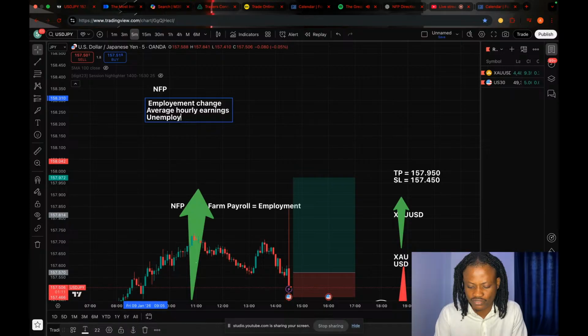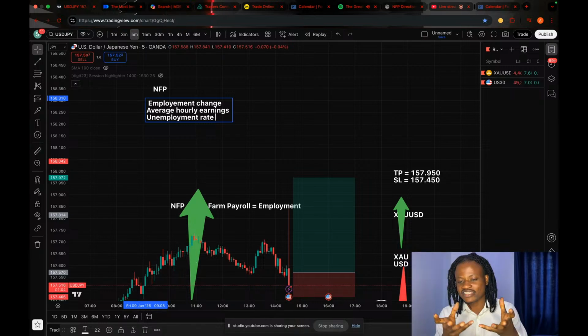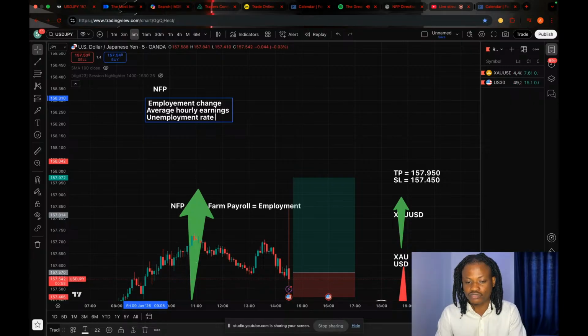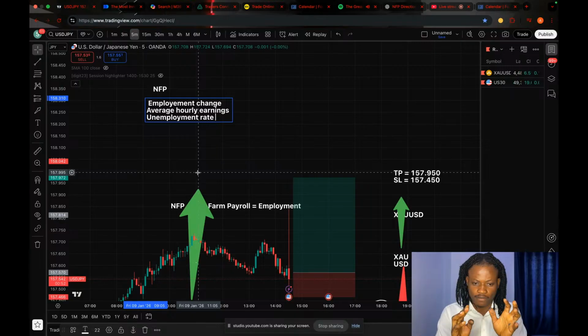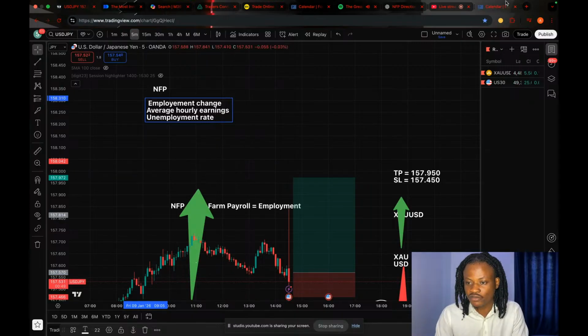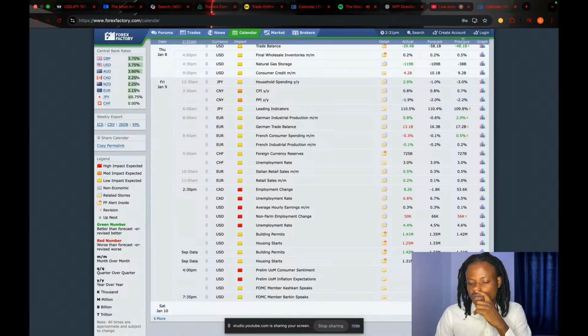Okay, so I summarized everything into NFP. You understand? I gave you my prediction, but now I want to break it down into the three metrics that make up the NFP. Come to your Forex Factory and look here. Look at NFP. We have average hourly earnings one, the non-farm employment change two, and the unemployment rate three. Good.